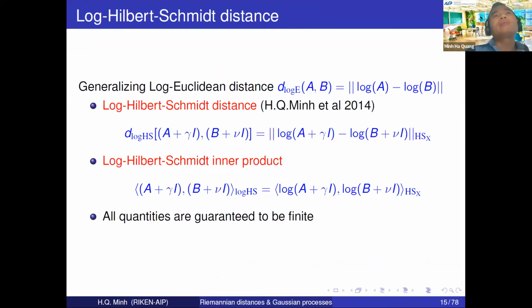And we can do this for the log Hilbert-Schmidt metric, the generalization of the log-Euclidean metric, as well. So instead of log A minus log B, we can have this distance, log(A plus gamma I) minus log(B plus mu I), with the extended Hilbert-Schmidt norm. And we can compute also the log Hilbert-Schmidt inner product. So with this, the log Hilbert-Schmidt metric, as in the case of the log-Euclidean metric, we also have a flat Riemannian manifold. And all quantities are going to be finite because we do the regularization. So there are two things: we do the regularization, and then we use the extended Hilbert-Schmidt norm.